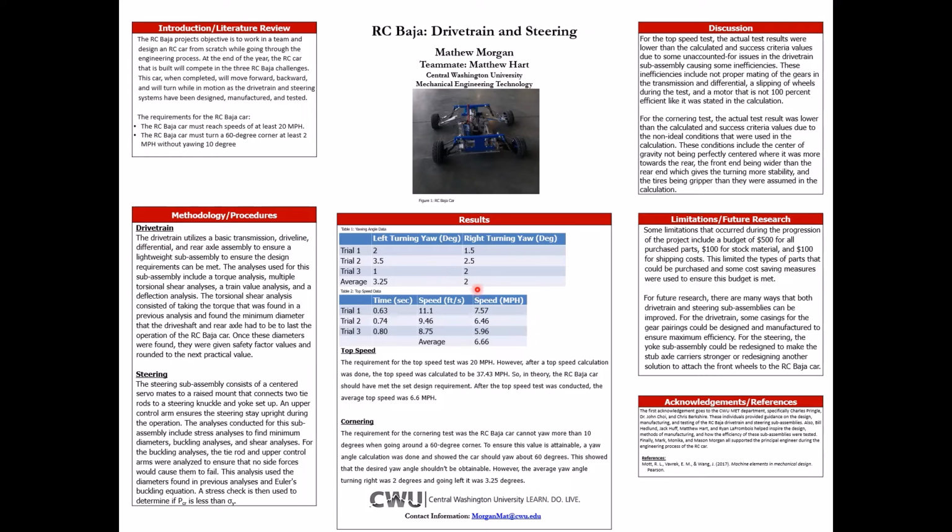In summary, the RC car was a success and not a success. I mean, it drives, but it didn't meet our top speed requirement of 20 miles an hour. It only averaged about 6.66, and the yawing angle was less than 10 degrees, giving a nice stable cornering, but obviously not as fast.